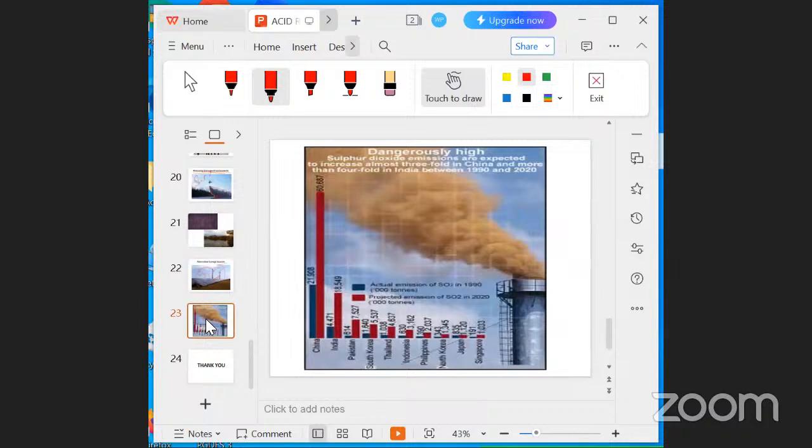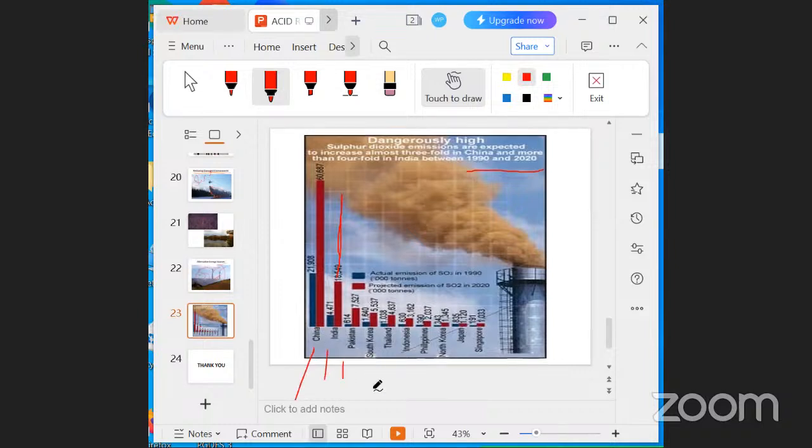So you see, this is some of the picture, 1990 to 2020, right? This is India, the second one. This is China, India, Pakistan, South Korea, Thailand, Indonesia, Philippines, North Korea, Japan, Singapore, right? India is in second place and first place is China. So dangerously high sulfur dioxide emissions are expected from these countries.